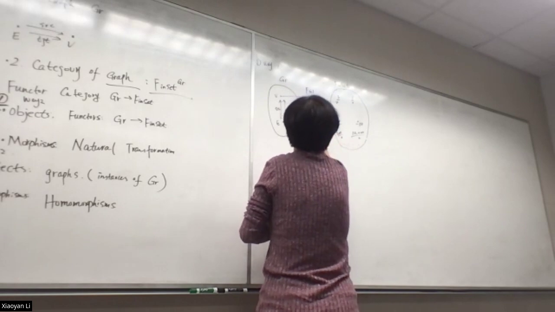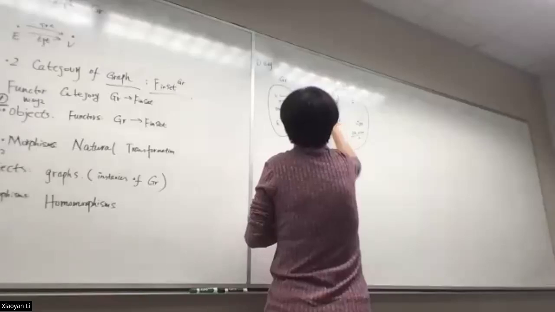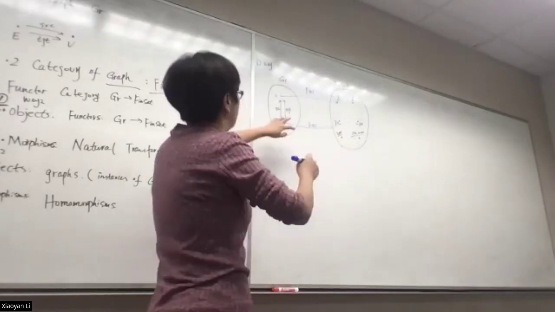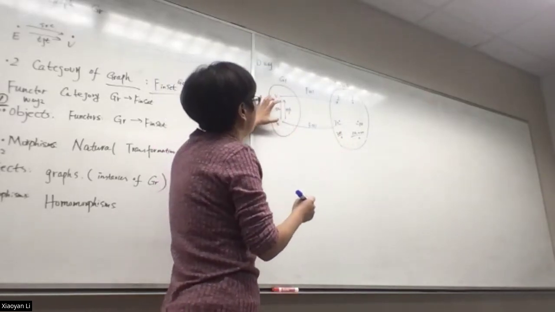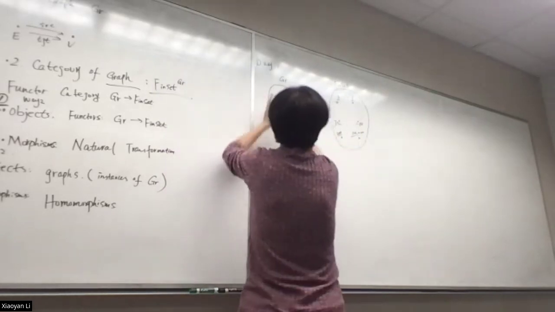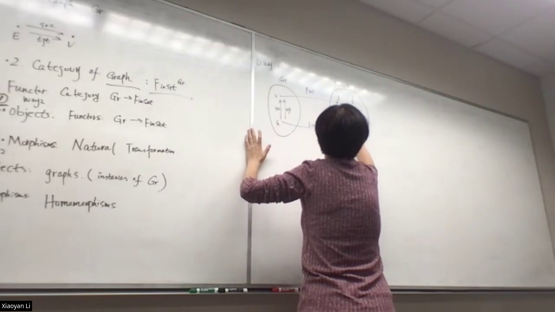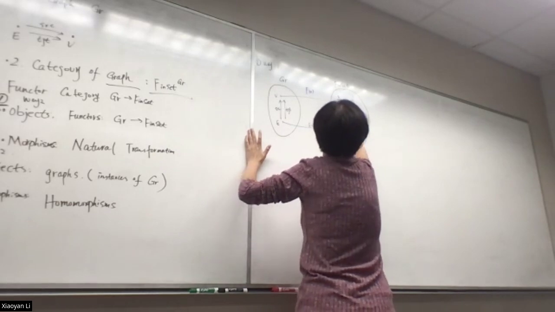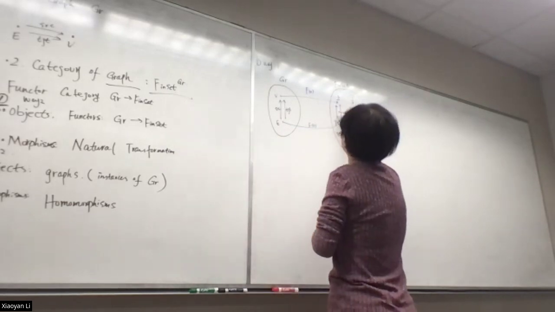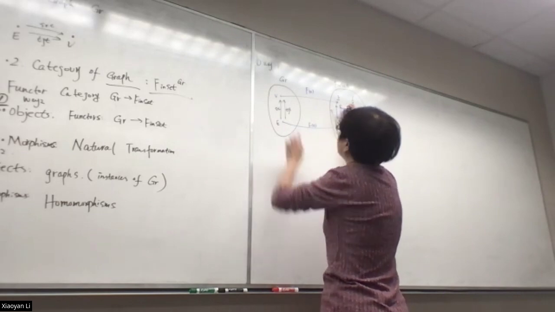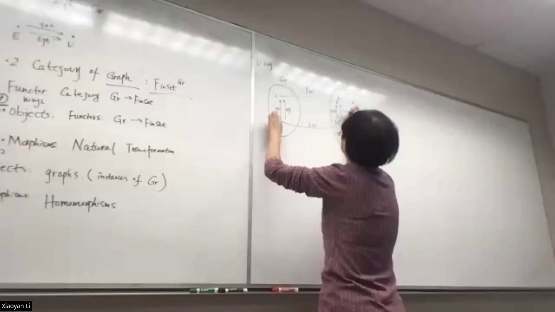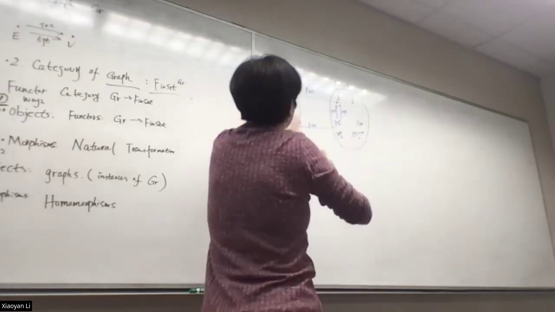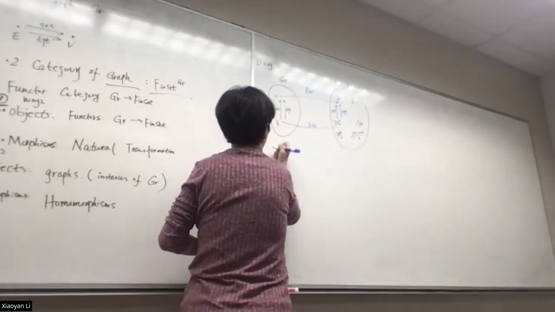F labels the objects. Because this is only the object map, I also need the map of the morphisms. The morphisms are two functions from 7 to 3, right? So I can label them: this is the map of source, and this is the map of target. So then this F is one object.